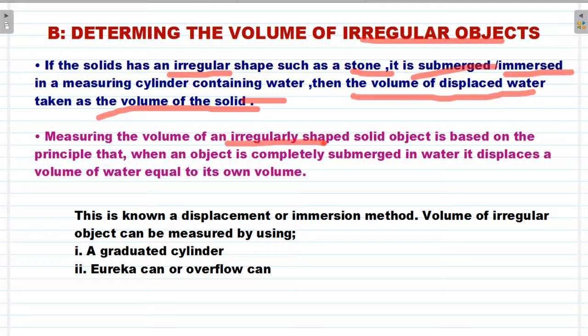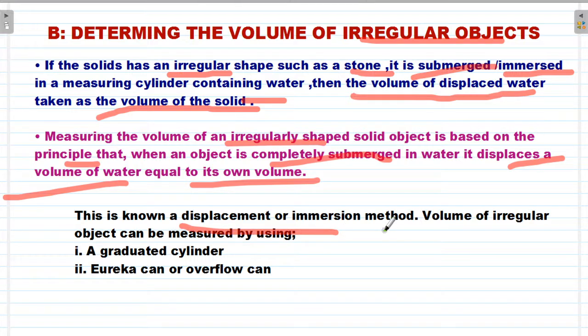Measuring the volume of an irregularly shaped solid object is based on the principle that when an object is completely submerged in water, it displaces a volume of water equal to its own volume. This is known as the displacement or immersion method. The volume of an irregular object can be measured using two methods: one is a graduated cylinder, the other is a eureka can or overflow can.